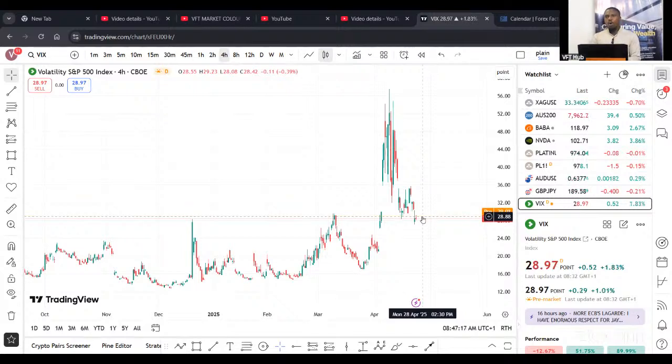But from all indications that we have here, the VIX index is currently low as at the time of this recording, 28.42, which is quite significantly low from where we are coming from. We are coming from 57, right? Currently, it's on 28.42, which signifies that investors are beginning to become optimistic about the market.